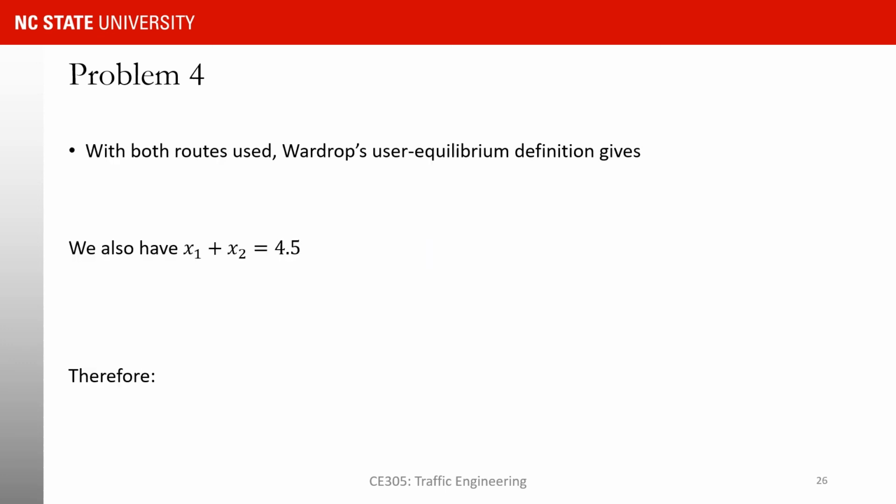If that is the case, now we can set up our system of equations. We can say T1 is equal to T2. We know that T1 is 6 plus 4x1. We know that T2 is equal to 4 plus x2 squared. So our first equation is going to be this. The second equation is going to be x1 plus x2 is equal to 4.5.